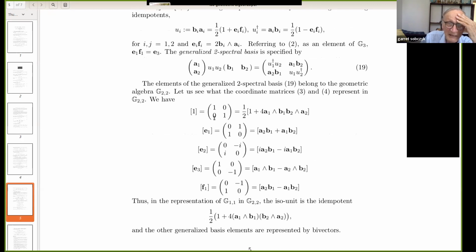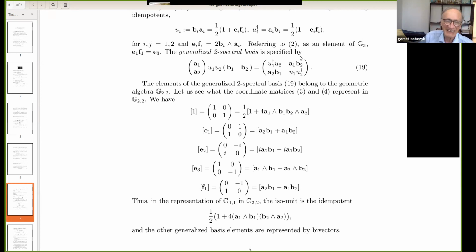You can see the matrix of these elements, E1, E2, E3, and G3 are exactly the same, but they have a different geometric interpretation. So unlike the standard isogeometric algebra that Dr. Santilli defines, I'm keeping the matrix representation to be the standard Pauli matrices, but they represent new elements in the geometric algebra G22, as Dr. Page just pointed out.